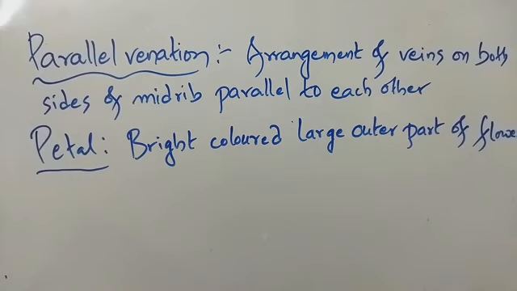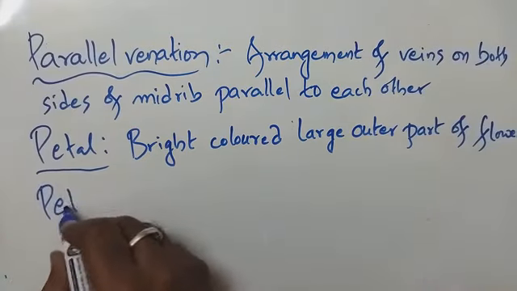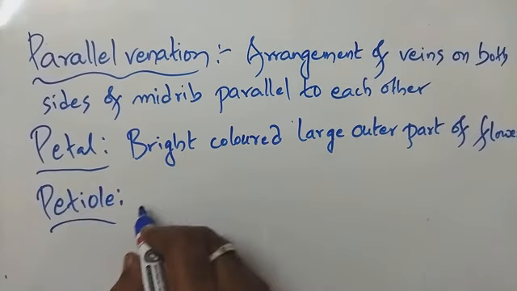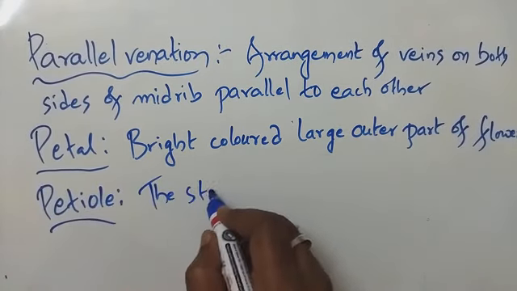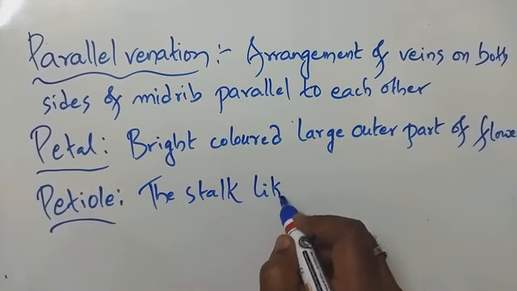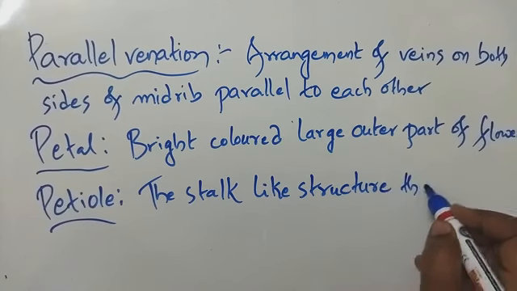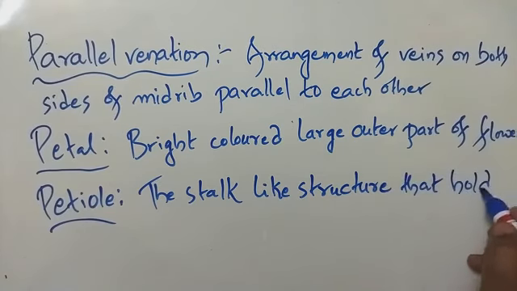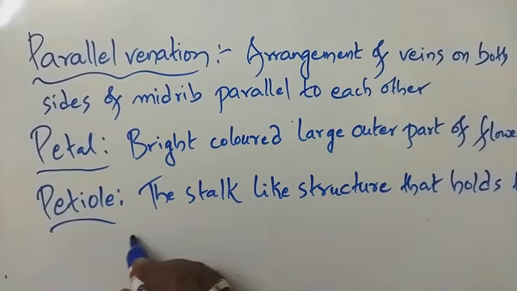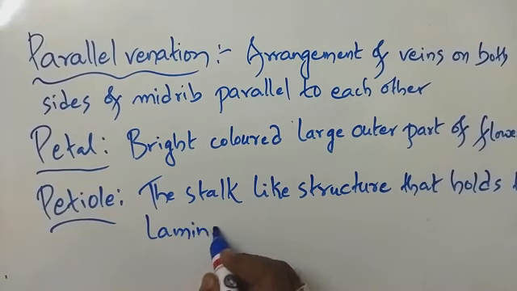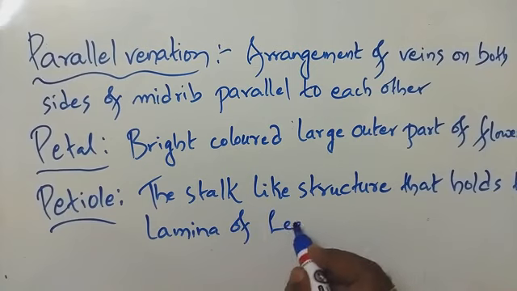Petiole, the stalk-like structure that holds the lamina of the leaf, is known as petiole.